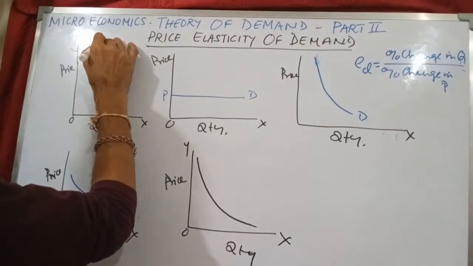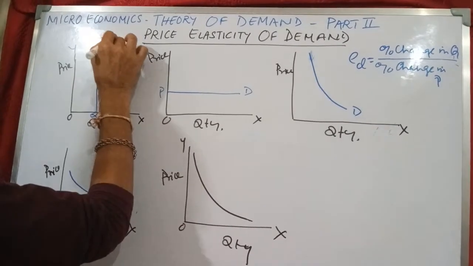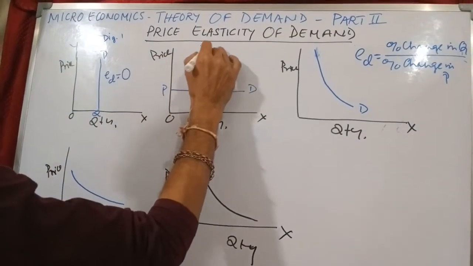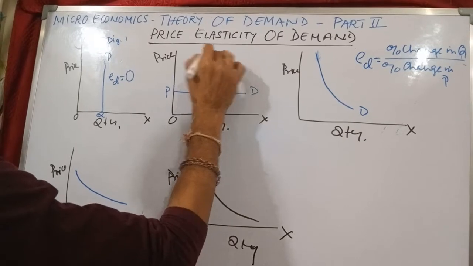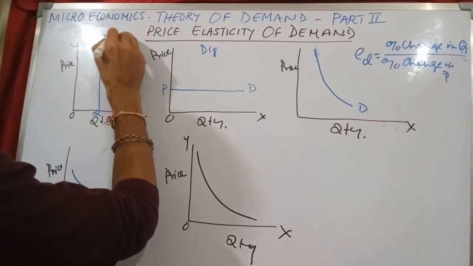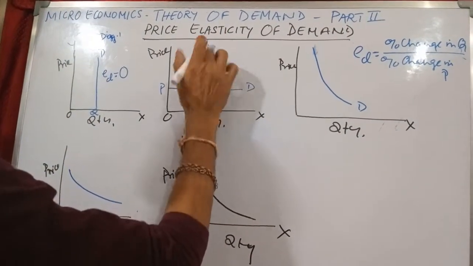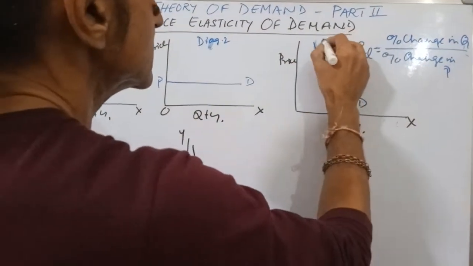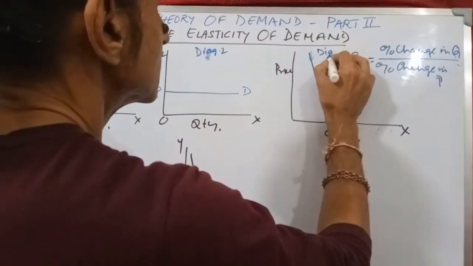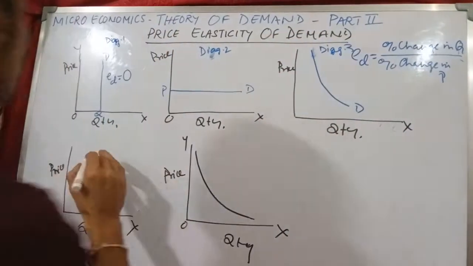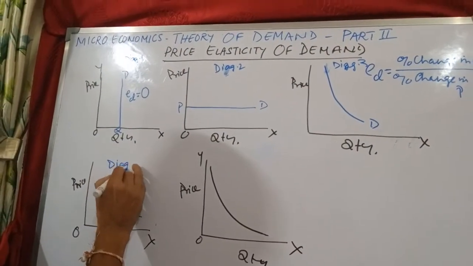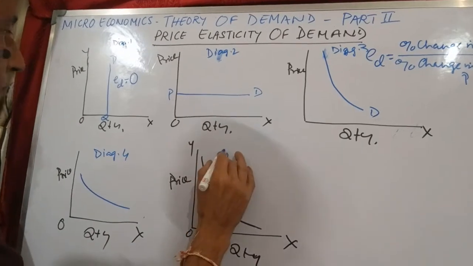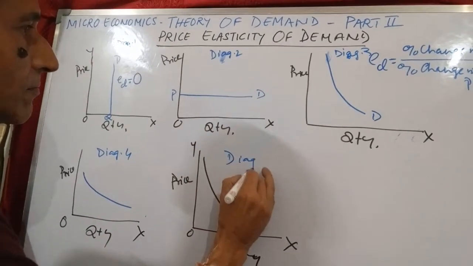Now come to diagram 2. This is diagram 1. This is diagram 2. This is diagram 3, diagram 4, and this is diagram 5.